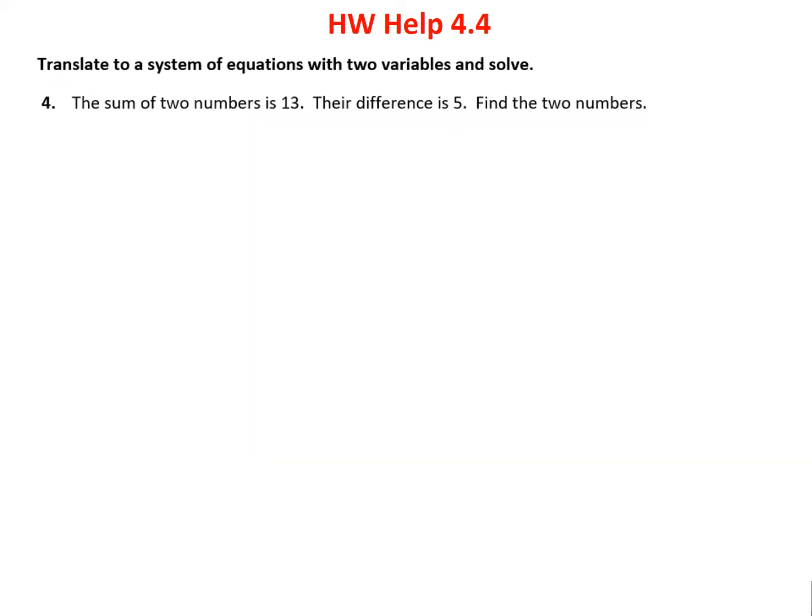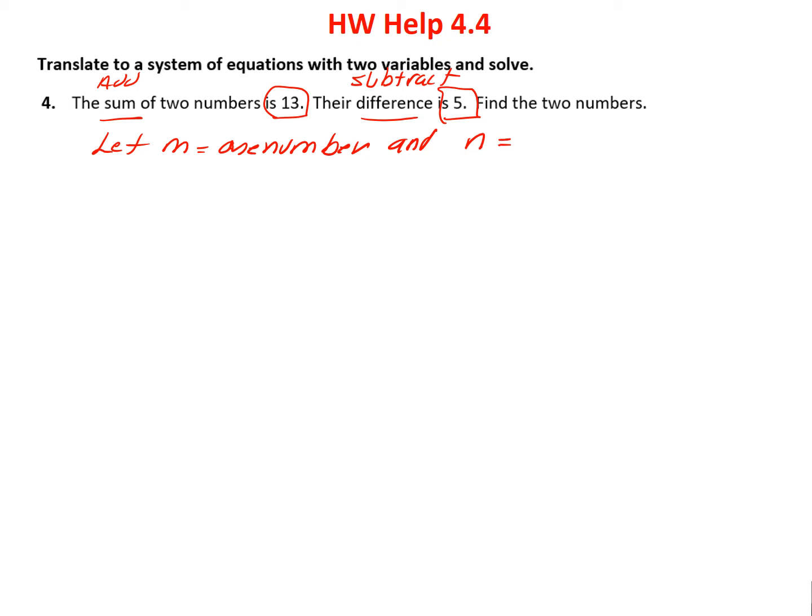Problem number 4 is an integer problem. It says that you have two numbers, and the sum is 13. They add up to 13. The difference, now remember, the sum means we're adding. The difference means we're subtracting. Okay? So the difference is 5. So let's define our numbers. First, let's let m equal one number, and n equal the second number.